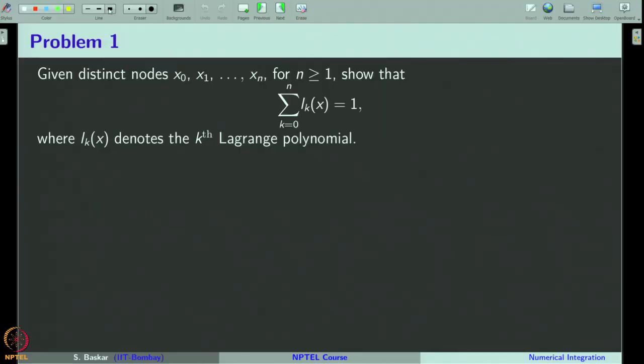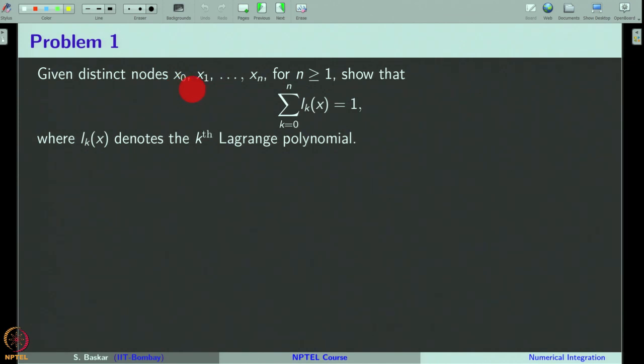Hi, we have finished our discussion on polynomial interpolation. In this lecture, we will solve some tutorial problems. Especially, these problems are important from the point of view of quadrature rules, which we will be studying in the next chapter. Let us consider this problem as our first problem.